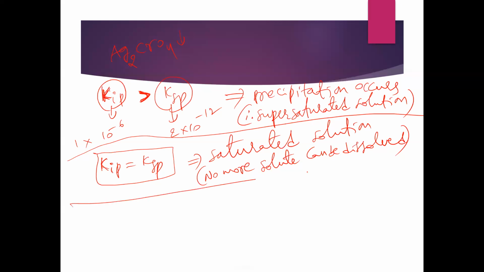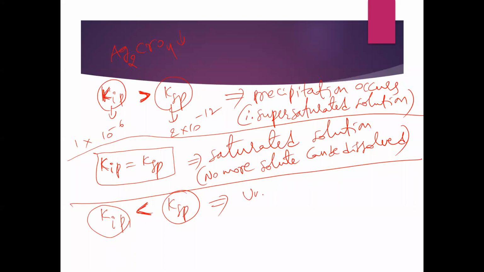Okay. Now one more case. Case 1 was KIP greater than KSP. Now what is the last case? If the KIP value is less than the KSP value, meaning if the ionic product is less than the solubility product, in this condition the solution formed is an unsaturated solution.